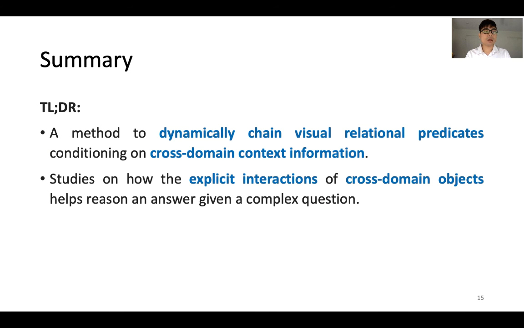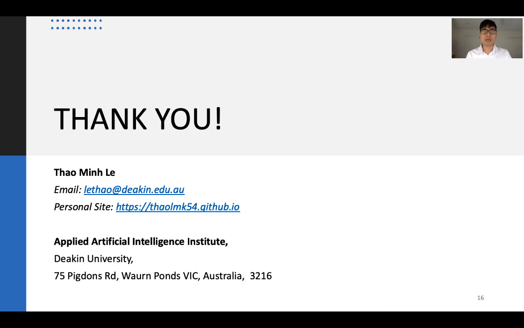So in this work, I have proposed a method to dynamically chain visual relational predicates conditioning on cross-domain context information. And the study of ours is on how the explicit interactions of cross-domain objects help reason out an answer given a complex question. And that's it for my presentation. Thanks for listening.